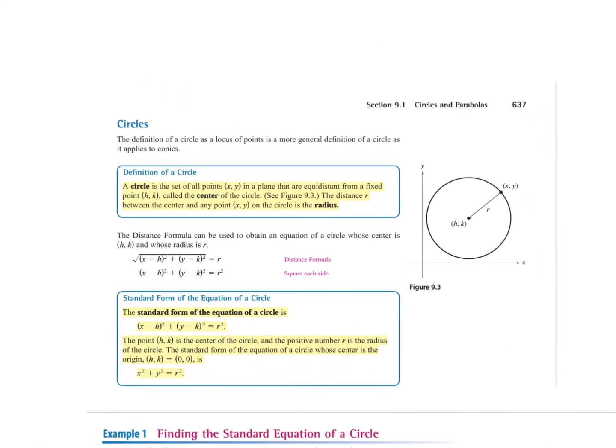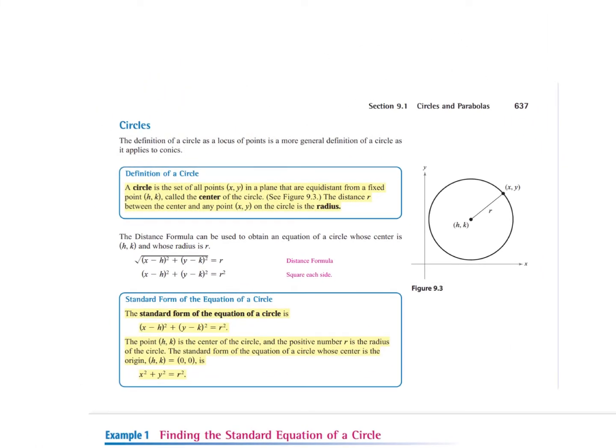So 9.1 is split up into two sections. We have circles and parabolas. Today we're going to focus on circles. Tomorrow we'll look at parabolas.